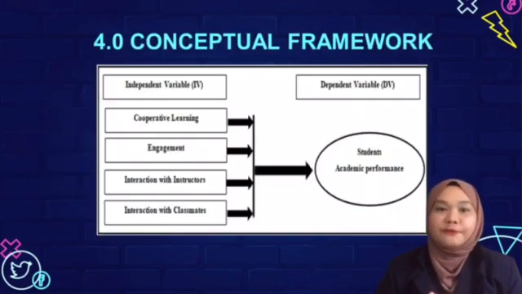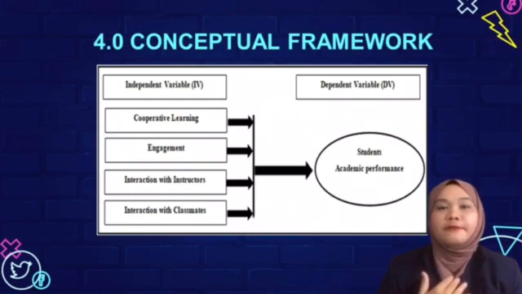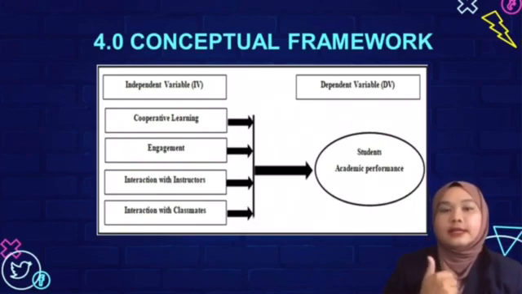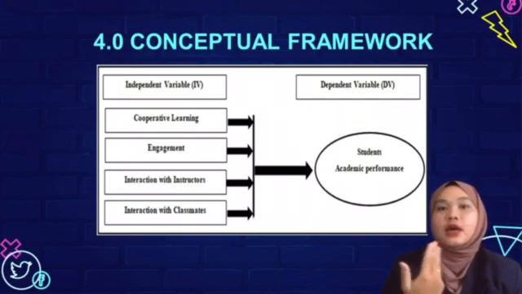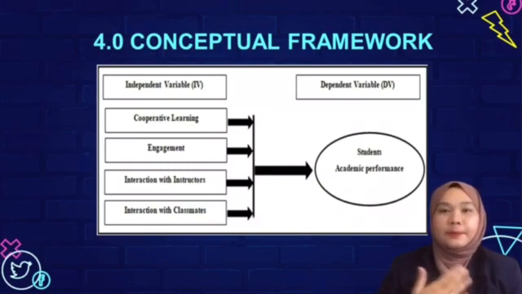The conceptual framework identifies that academic performance is determined by 4 independent variables, which are cooperative learning, engagement, interaction with instructor, and interaction with classmates. The dependent variable is academic performance, which eventually influences the student academic performance.